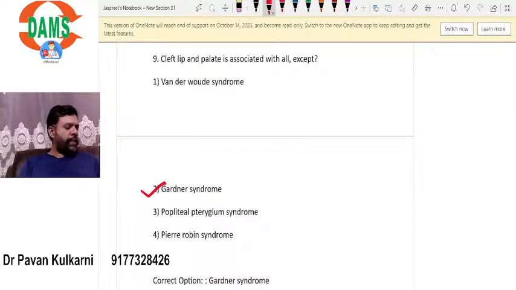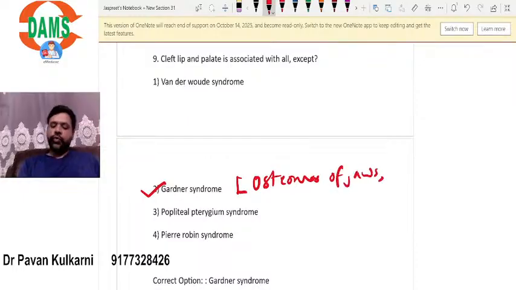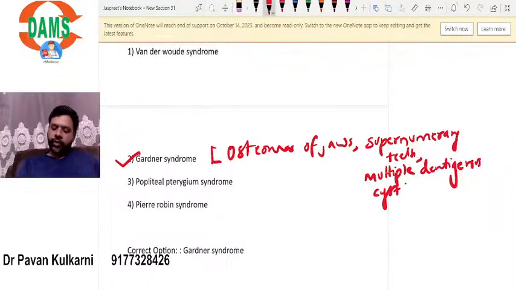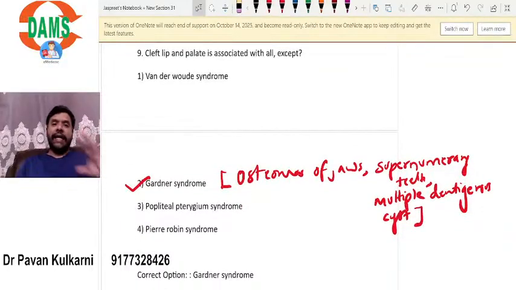Gardner syndrome is basically associated with osteomas of the jaws, supernumerary teeth, and multiple dentigerous cysts. These are the things you are supposed to remember. All the others are typically associated with cleft lip and cleft palate.